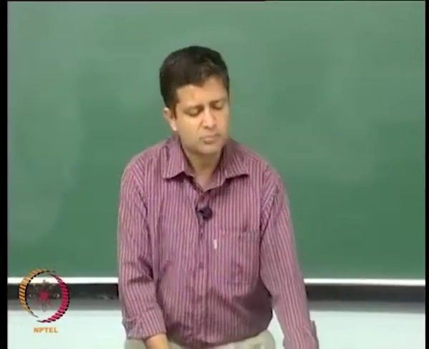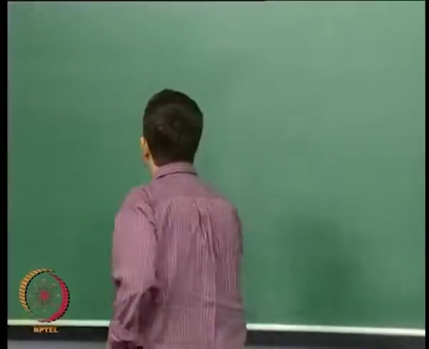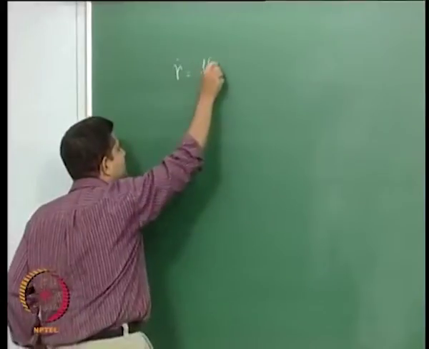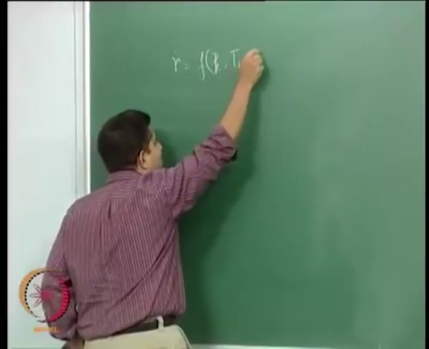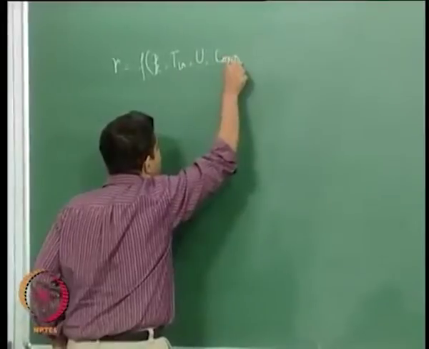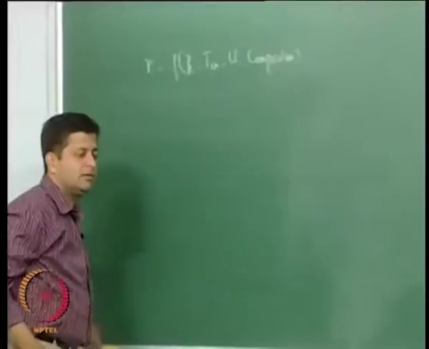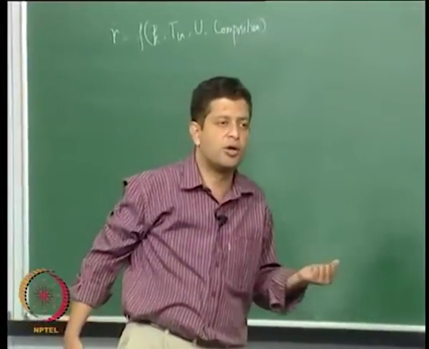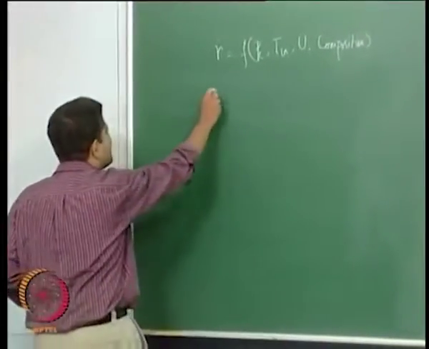Firstly, if you remember, I had written that burn rate r dot is a function of chamber pressure, initial temperature, cross flow velocity and composition. This part about cross flow velocity, we are going to look at in a little more detail. This is going to cause what is known as erosive burning.